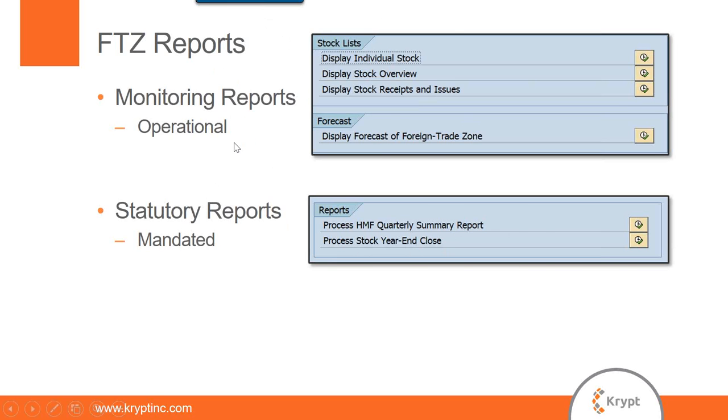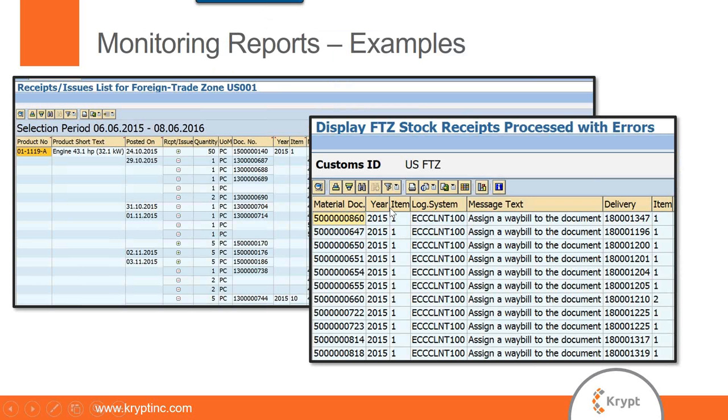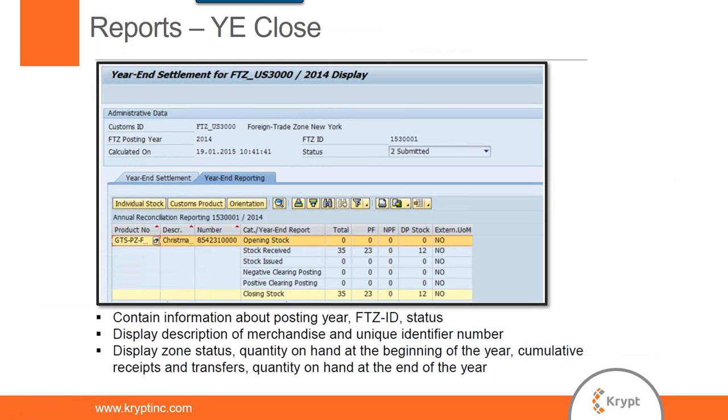Here's some of the monitoring reports, and again, they can be very detailed. You also have reports that show you errors, so if you do have inventory postings that the system doesn't recognize, you're able to go in and correct those. Then here's an example of the year-end close report, and again, it was designed to specifically meet the requirements of customs.